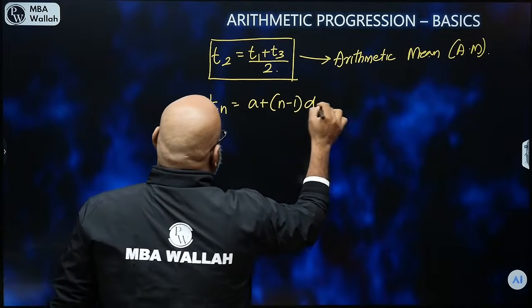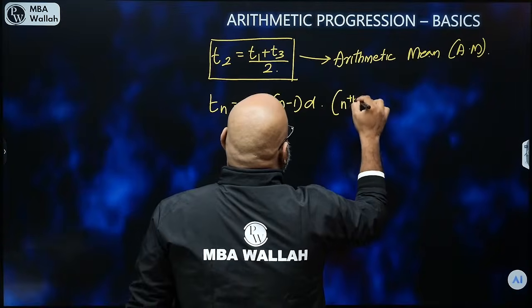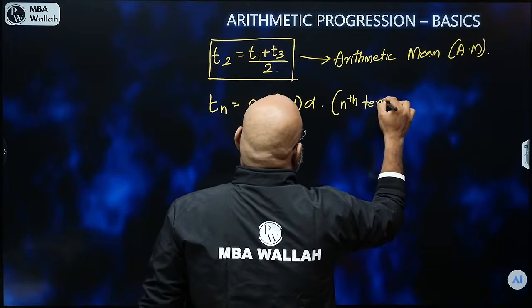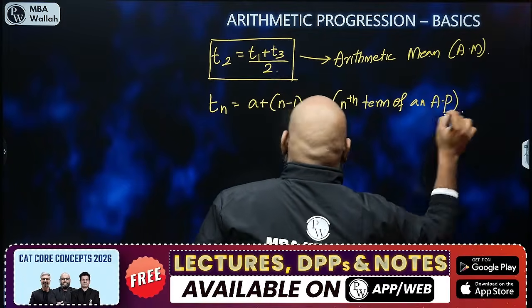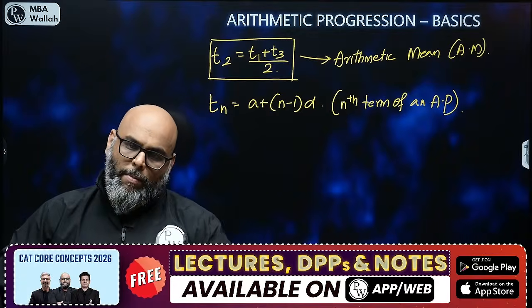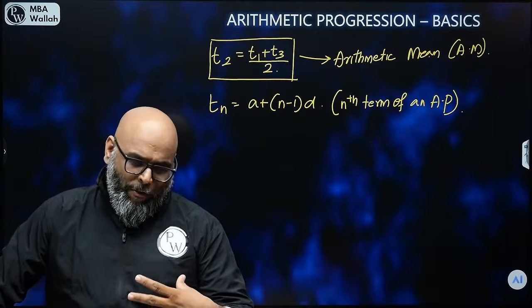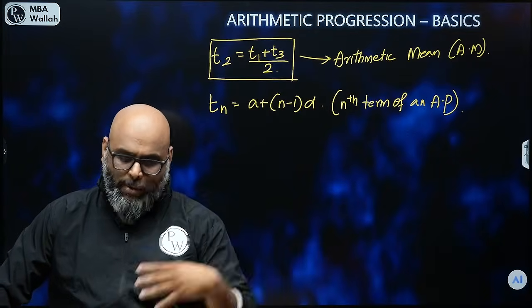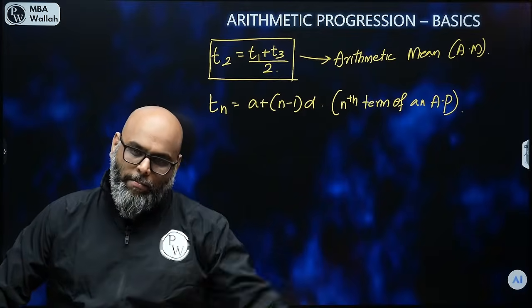Now, the other one that we had is Tn is equal to A plus (n minus 1) into D, which I call the nth term of an AP. Tn is nothing but the nth term of an AP. Clear? The second formula. I don't like formulas, but sometimes it's convenient to remember them as an idea, right?